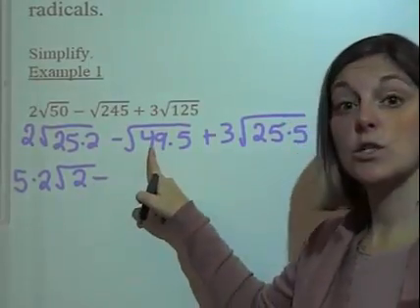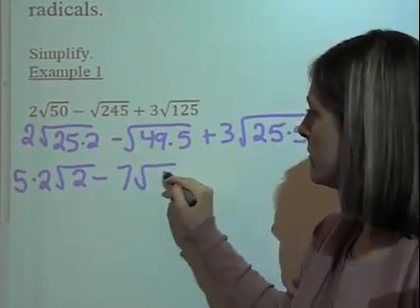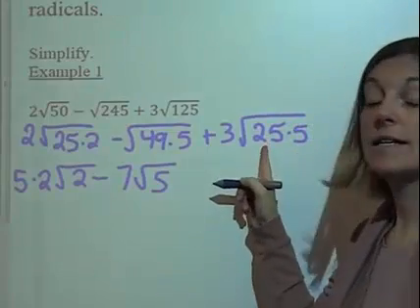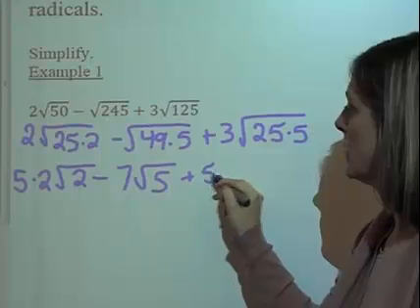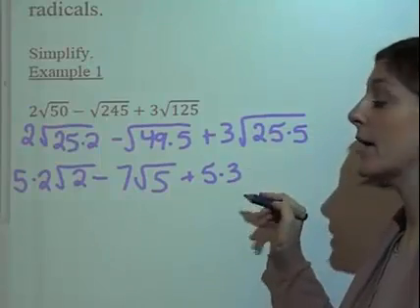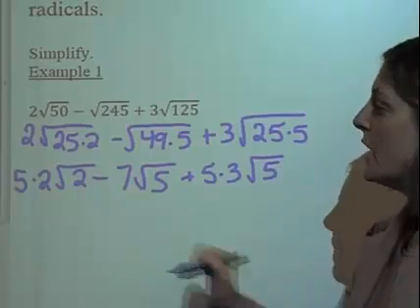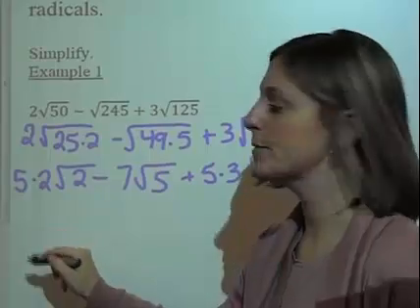And then we can take the square root of 49, which is 7. And then we have the 5 still under the radical. And then we can take the square root of 25, which is 5. And we're just multiplying what's left over. And then we still have that 5 under the radical. So now let's just simplify the coefficients, and then we'll combine like terms.